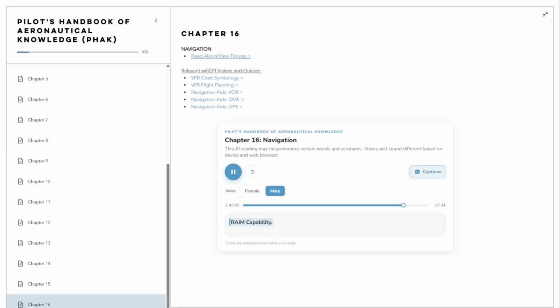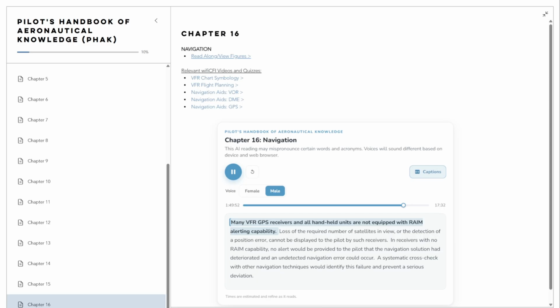RAIM capability. Many VFR GPS receivers and all handheld units are not equipped with RAIM alerting capability. Loss of the required number of satellites in view, or the detection of a position error, cannot be displayed to the pilot by such receivers. In receivers with no RAIM capability, no alert would be provided to the pilot that the navigation solution had deteriorated and an undetected navigation error could occur. A systematic cross-check with other navigation techniques would identify this failure and prevent a serious deviation.